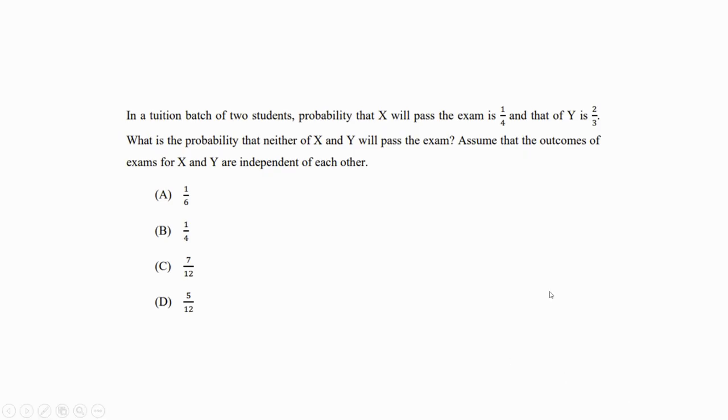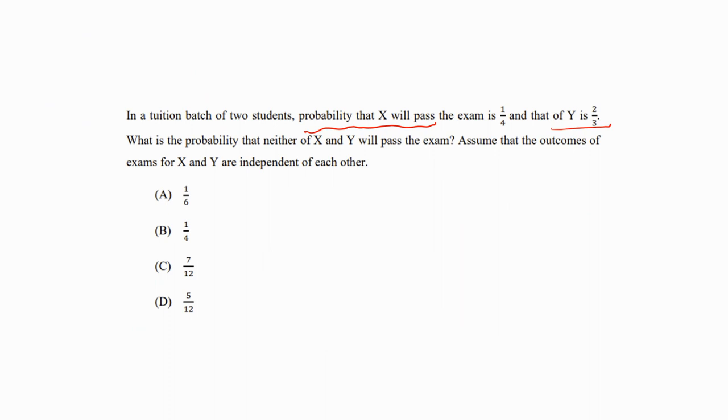Okay, so let's just see this question. What is given here is that in a tuition batch of two students, the probability that X will pass the exam is 1 by 4 and Y is 2 by 3. Then we want to find the probability that neither X nor Y will pass the exam, and assume that outcomes of exams for X and Y are independent of each other.